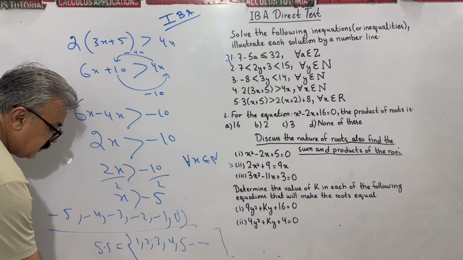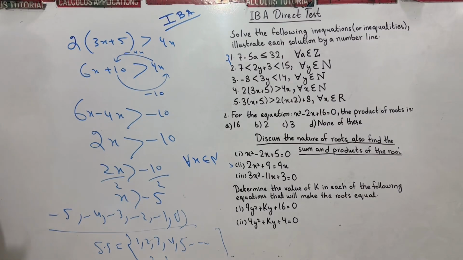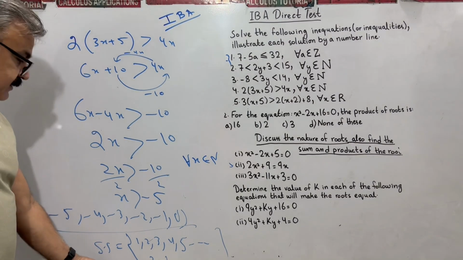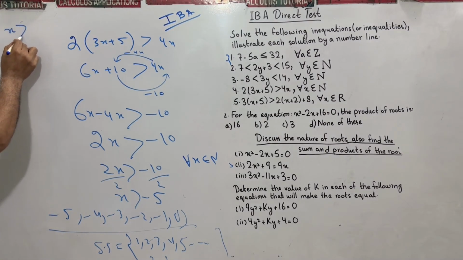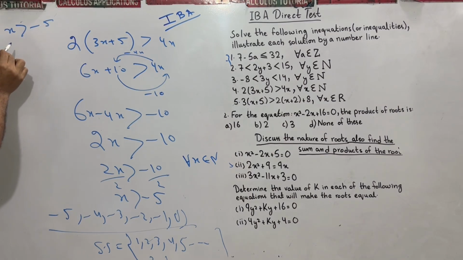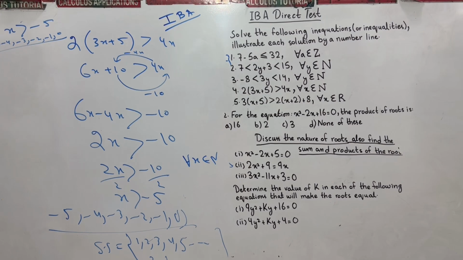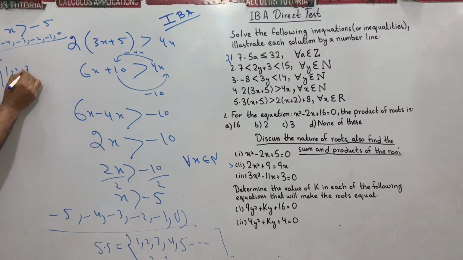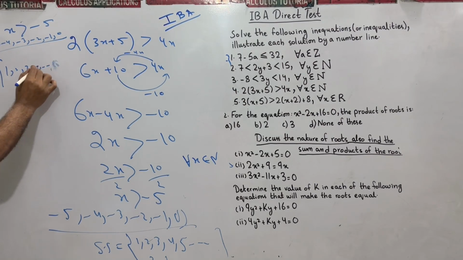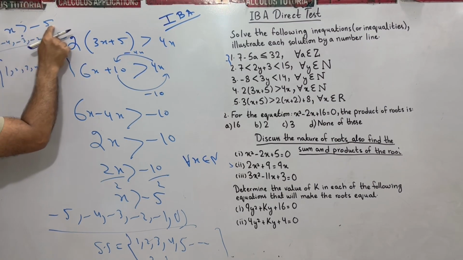In short, our solution set can be written as natural numbers itself. Okay, let me write the solution here for you. We have to take all natural numbers greater than minus 5. So our integers read as minus 5, minus 4, minus 3, minus 2, minus 1 and 0. We haven't taken these because we have to check x belongs to N. From 1, 2, 3, 4, 5 and so on, this is our solution set.